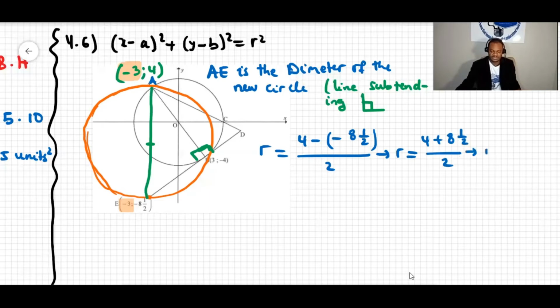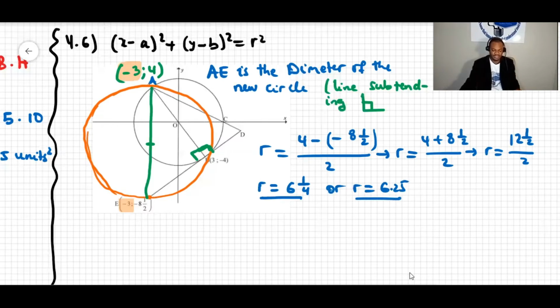And this means that we can do 4 plus 8.5 is 12.5 all over 2. Okay, and this means that 12.5 over 2 is 6.25, and R is 6.25 to the power of 2 is a quarter. So R is a quarter, or we can also write R equal to 6.25. But I prefer to use a quarter. Okay, so we got R, the radius of that new circle.